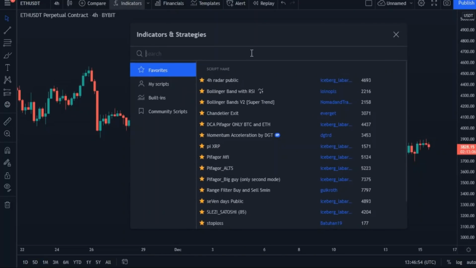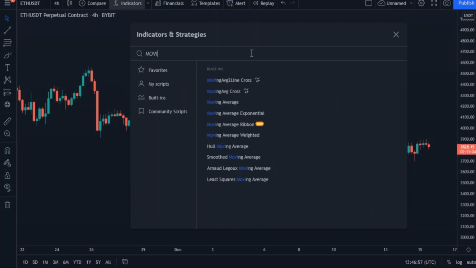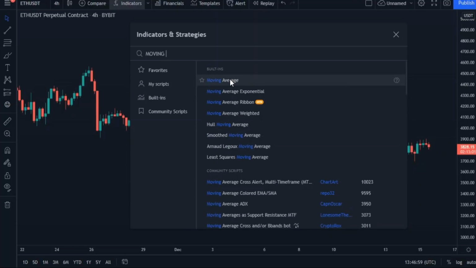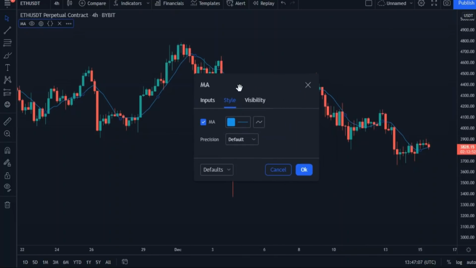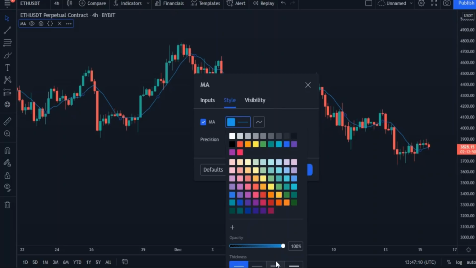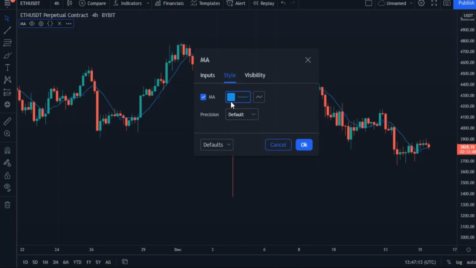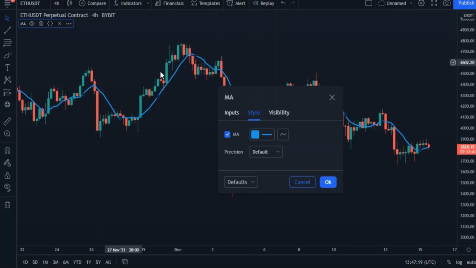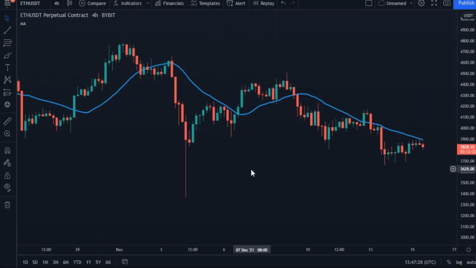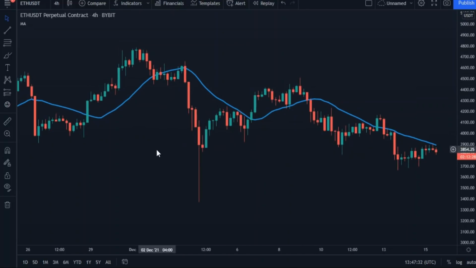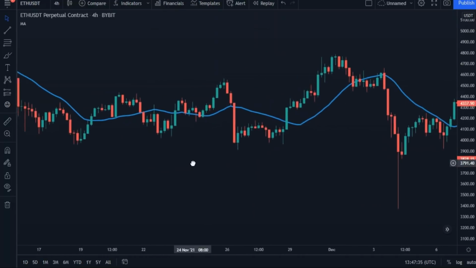Well, there are many ways to do this, but let's start with the easiest one, with the moving average indicator. After applying it to the chart, let's open its settings to make some adjustments. And as usual, I have to increase the thickness and color to be visible in the video. But the most important is the inputs, so let's change the length to 20. Well, I guess it's easy so far, and this is what the moving average indicator looks like, with 20 length settings.